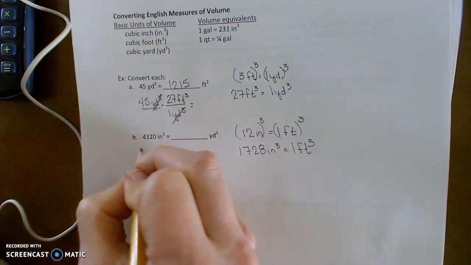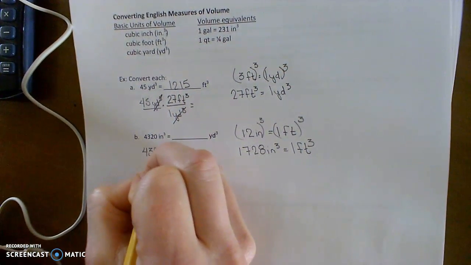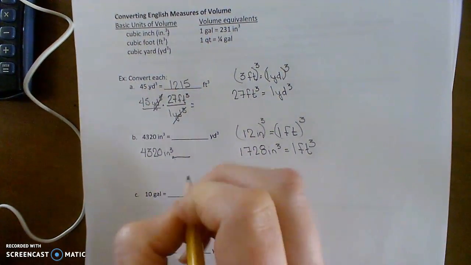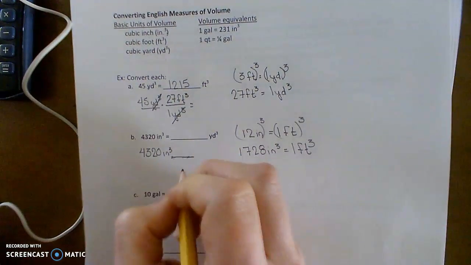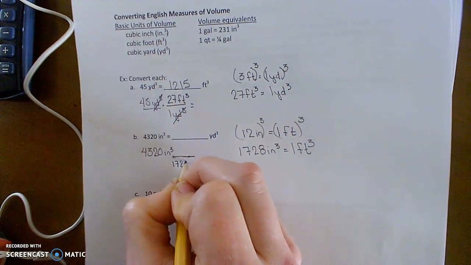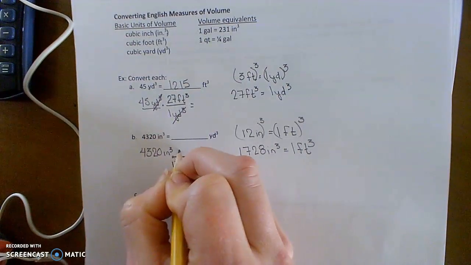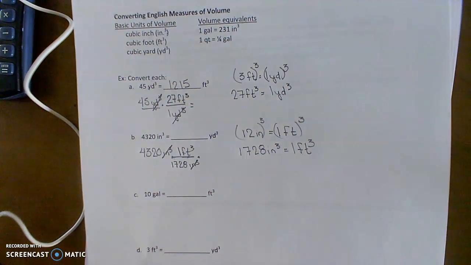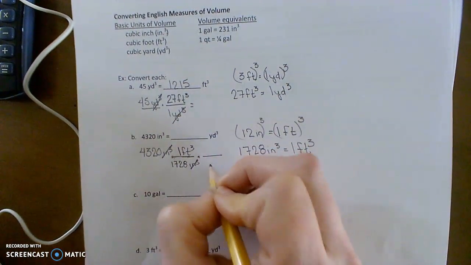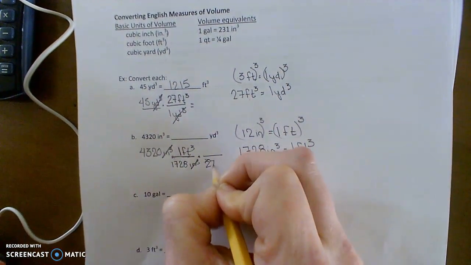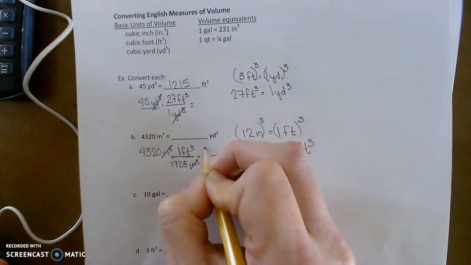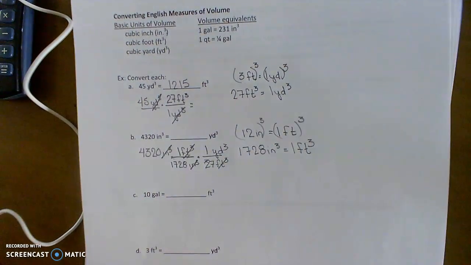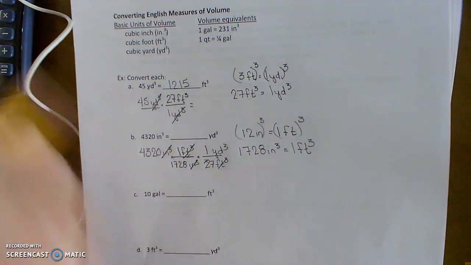All right, so here's how we do that. Let's take 4320 cubic inches, and I'll divide by the number of cubic inches there are in a cubic foot. So divide by 1728 inches cubed in every 1 cubic foot. And then I'll go from feet to yards. So I'll divide by the 27 cubic feet there are in every 1 cubic yard, which will get rid of feet for me and leave me with yards. So I'll do this computation now.